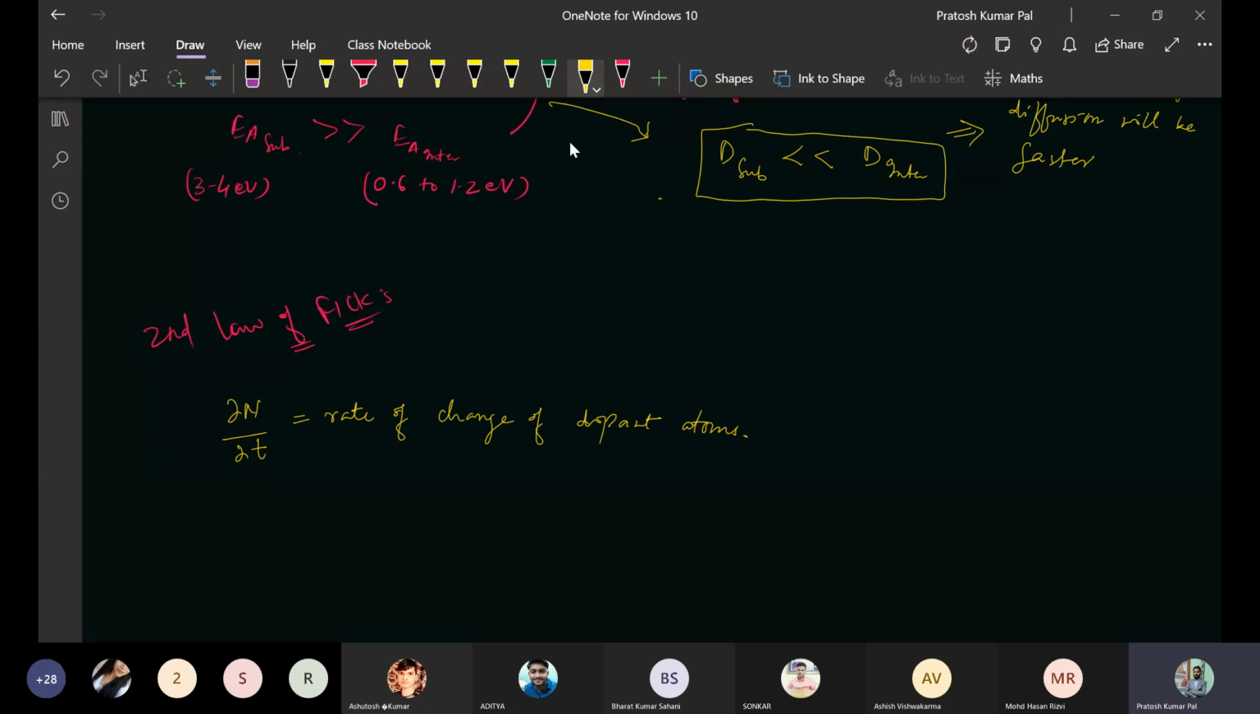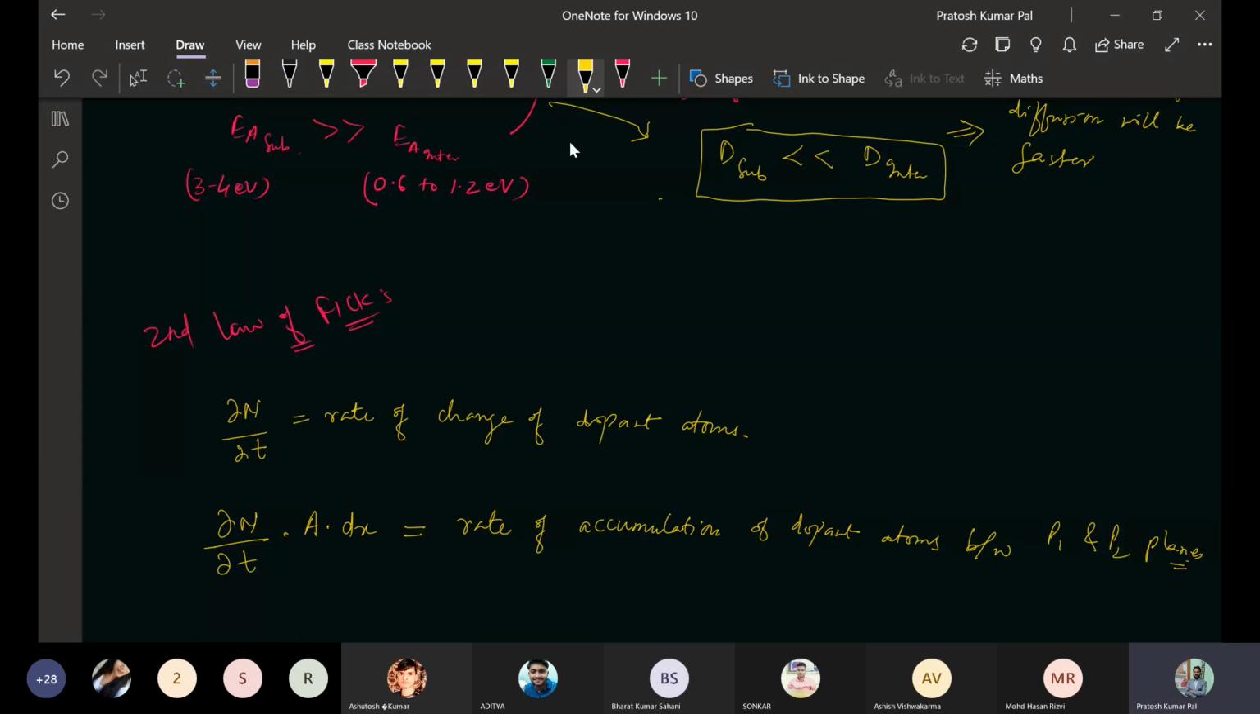If we multiply this del n by del t with respect to the cross-sectional area of the crystal times dx, that is the volume. So we multiply this volume with the rate of change of the dopant, and that will be considered as the rate of accumulation of dopant atoms between the P1 and P2 planes.